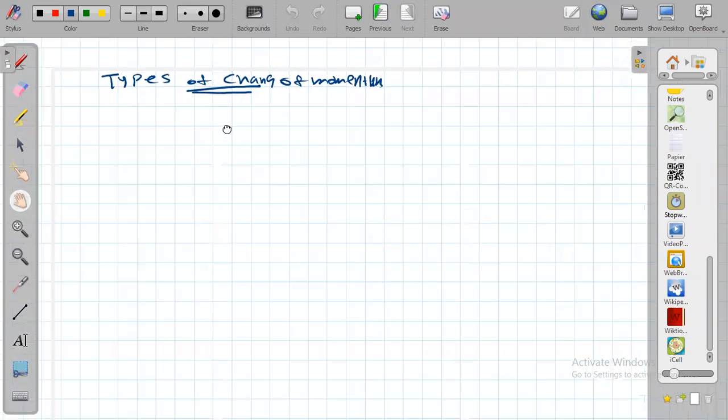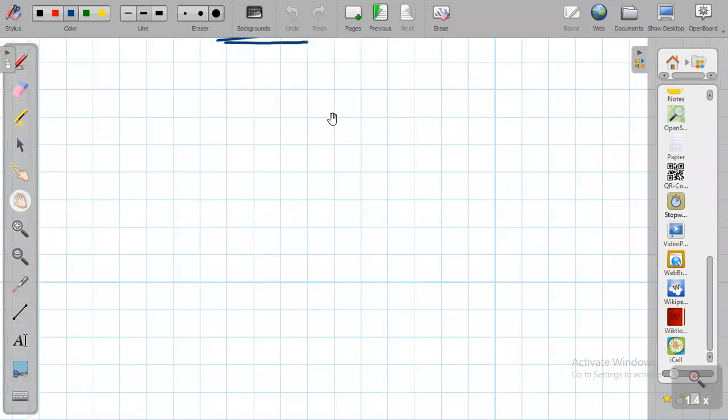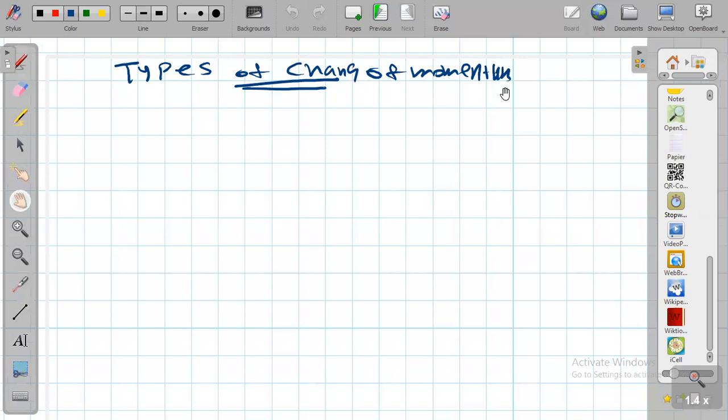I told you, types of change of momentum. Types of change of momentum. Put that down. Let's try to find the types of change of momentum. The first type, I will draw it. There is an object which has a mass of m.